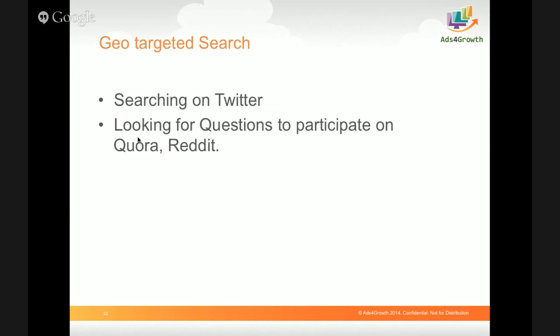Then there are some of the products, like especially Twitter is great in that. Quora, Reddit, you can do a lot of searches, and some of them can be geo-targeted.